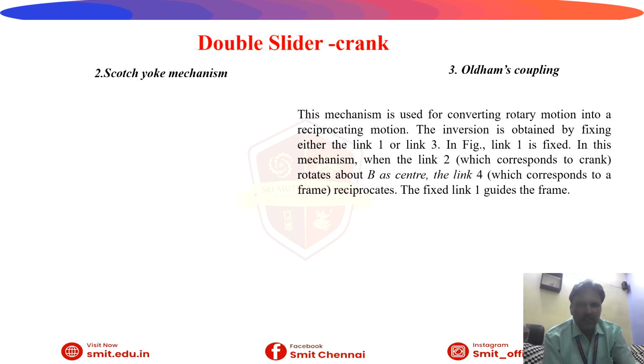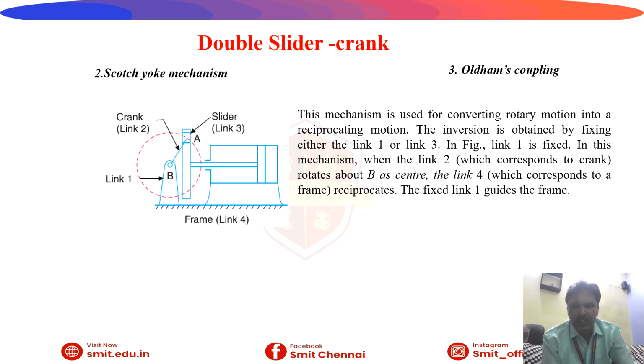Scotch yoke mechanism: the Scotch yoke is used for converting rotary motion into reciprocating motion. This inversion is obtained by fixing either link 1 or 3. In this figure, link 1 is fixed. Link 2, which corresponds to the crank, rotates about B as center. Link 4, which corresponds to the frame, is the reciprocating one. Here we can see that whenever this crank is rotated, at the same time the slider moves up and down, as well as the piston reciprocates in the cylinder.